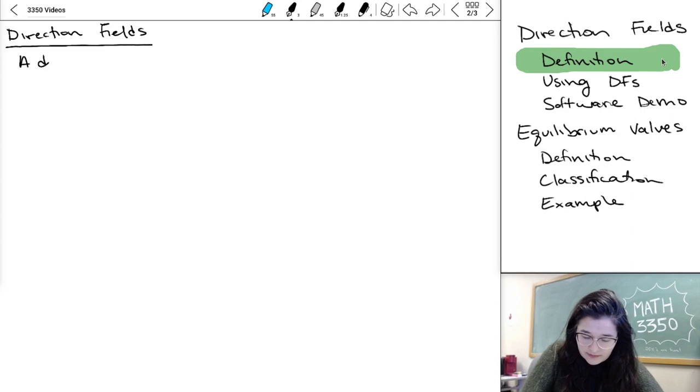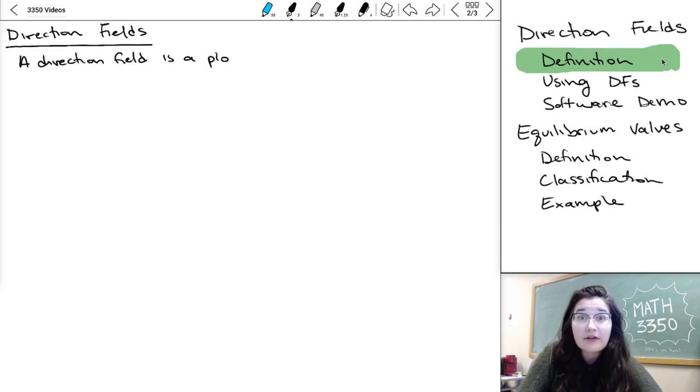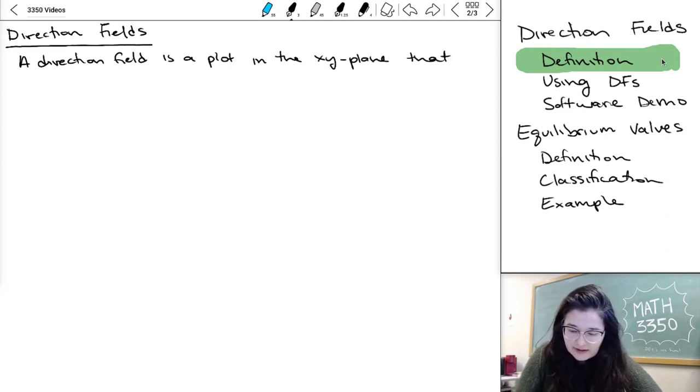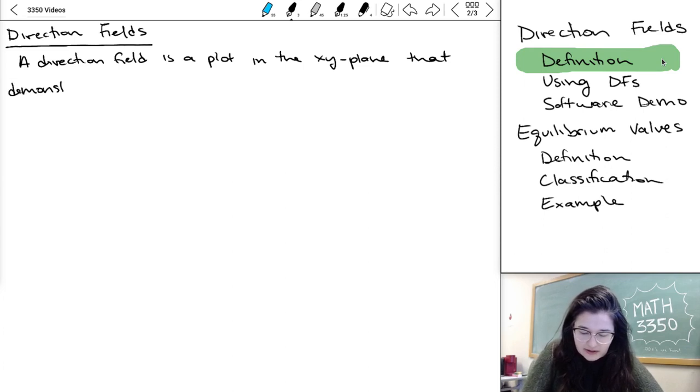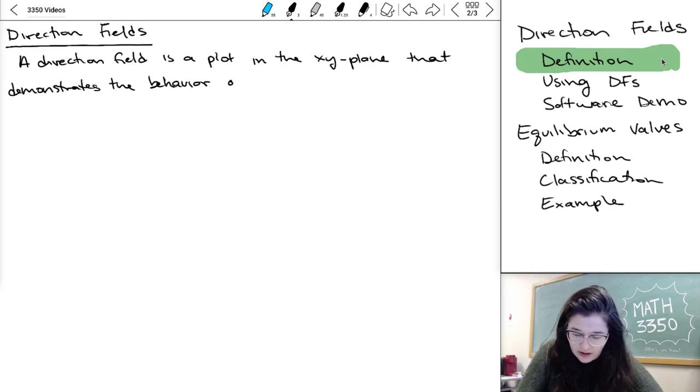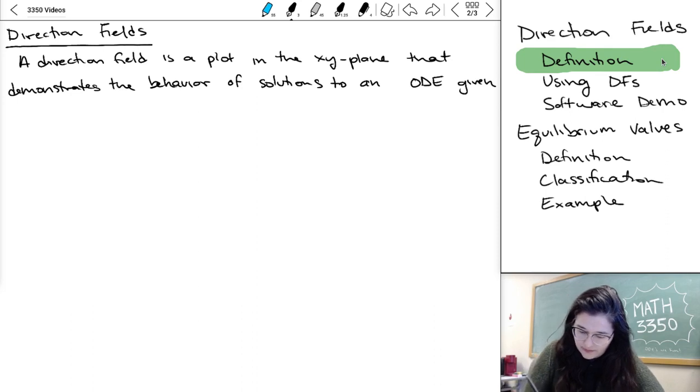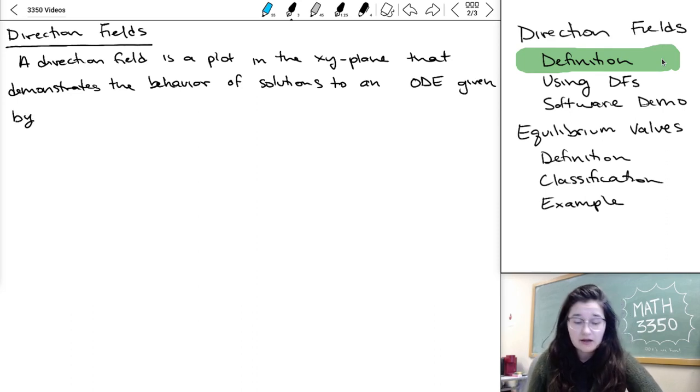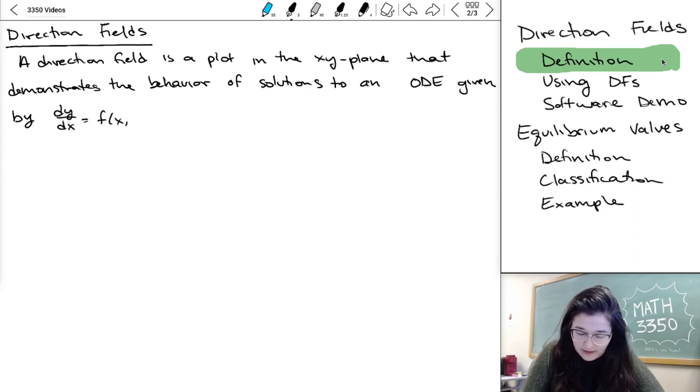So, a direction field is a plot or a figure in the XY plane, just a normal kind of graph, that demonstrates the behavior of solutions to some ODE given by dy/dx equal to f of x, y.